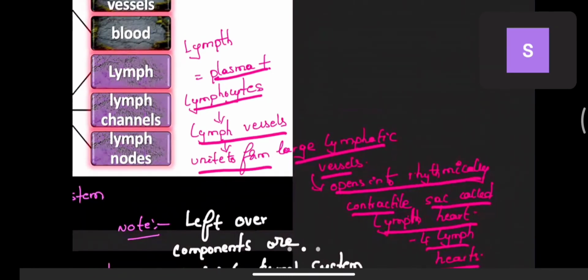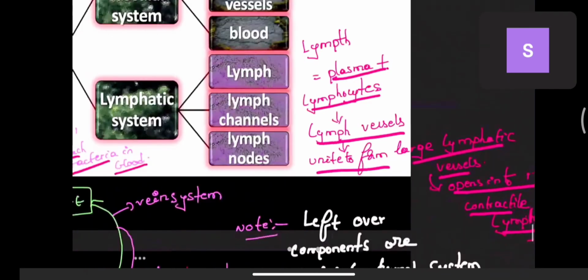Understood? So this lymph is connected by lymph channels. Lymph channels open into lymph nodes. All these lymph nodes are connected to a rhythmically vibrating structure called the lymph heart. And this lymph heart pumps this lymph into the main vessels, the main veins. That is the functioning which is happening here.